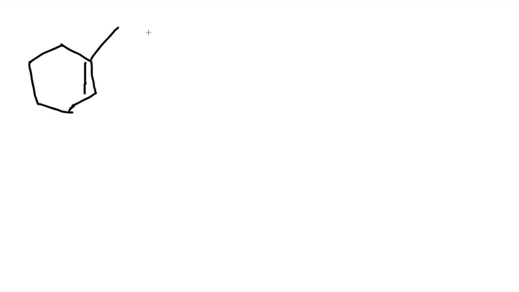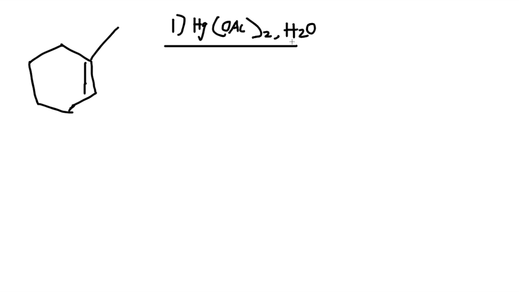and this is reacting with the same thing, we have mercury, and then also we have acetate, and this is with water. All over, the second step would be NaBH4. Now to draw its product for this, we redraw the molecule.